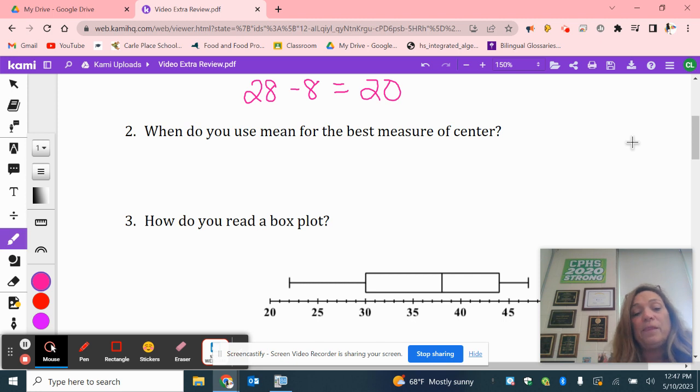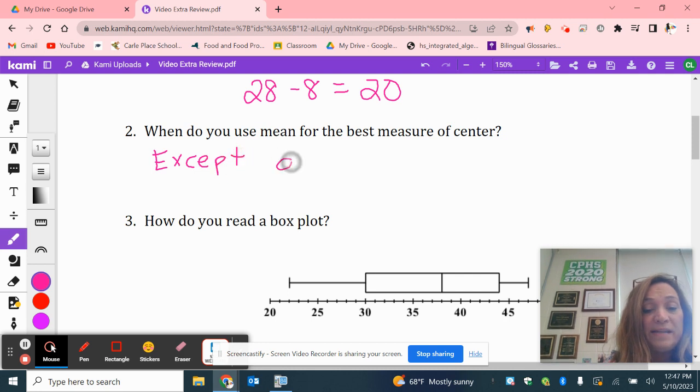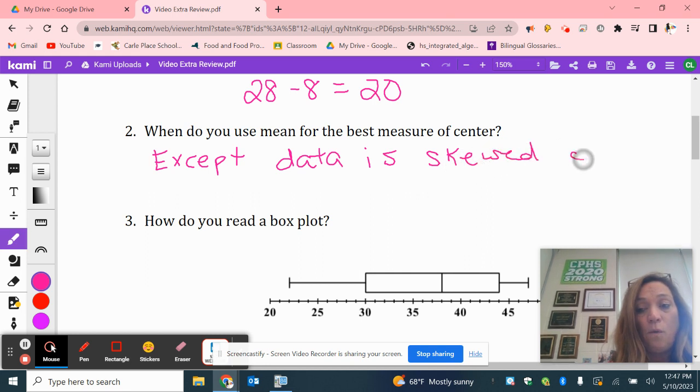Question number 2. When do you use the mean for the best measure of center? Well, you normally would use the mean unless the data is skewed or contains an outlier. So you use the mean for everything except when data is skewed or you have an outlier.